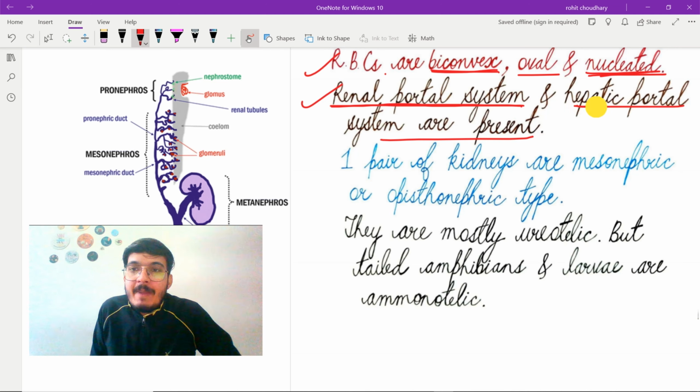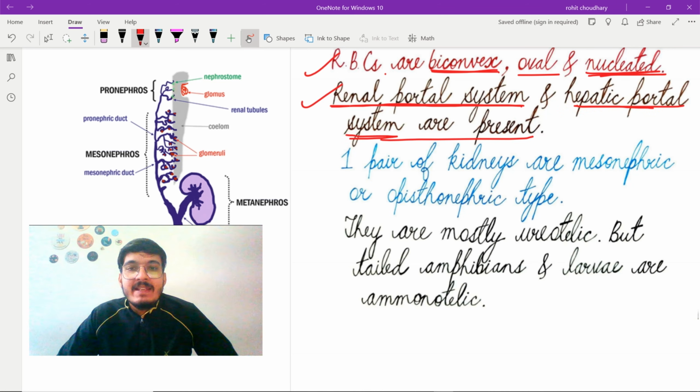And what is hepatic portal system? Hepatic portal system is a network of veins in amphibians that carries blood from stomach, intestines, pancreas and spleen to the liver.